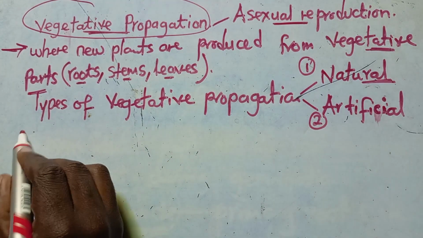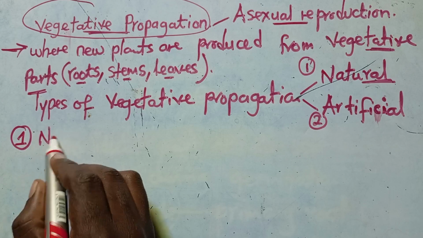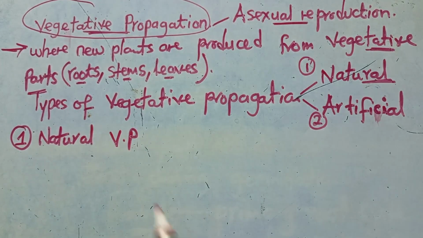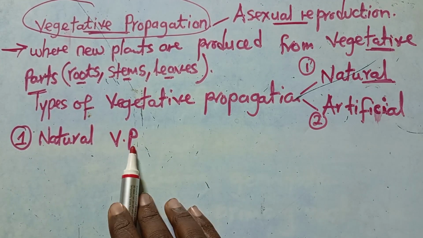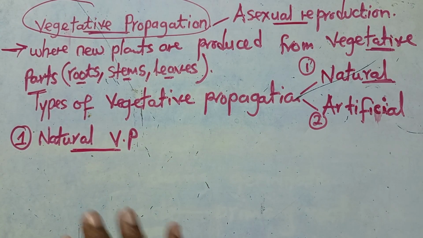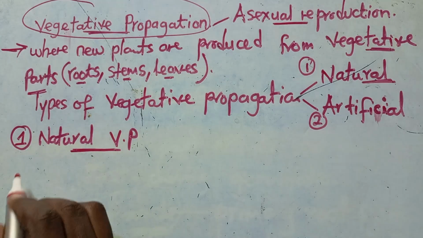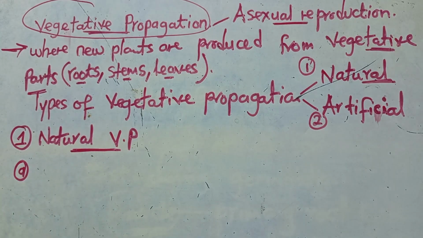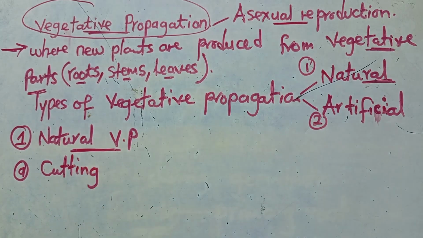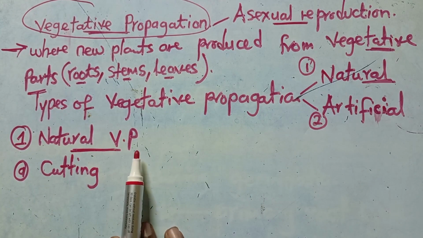I will start with the first one, which is called natural vegetative propagation. I'll write it like this due to space, but you are supposed to write it in full. Certain parts fall under natural vegetative propagation. The first thing I want us to start with is what we call stem cutting.